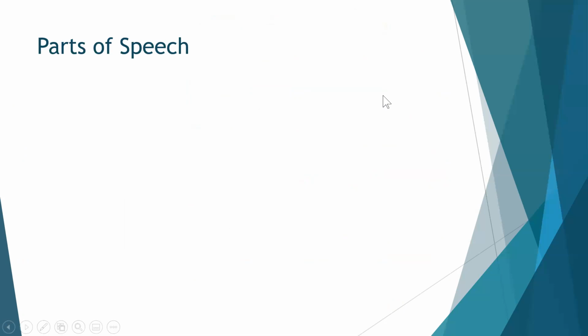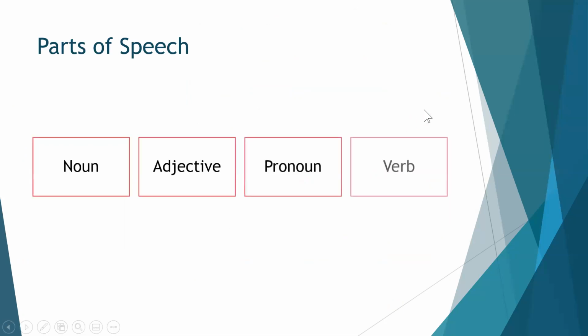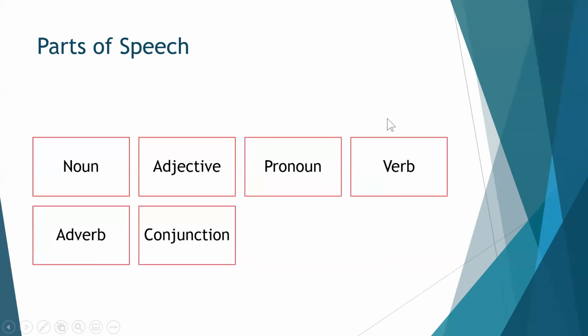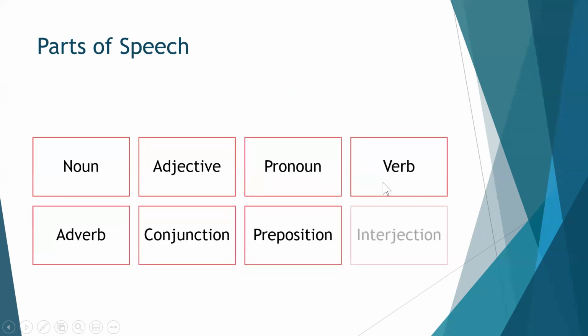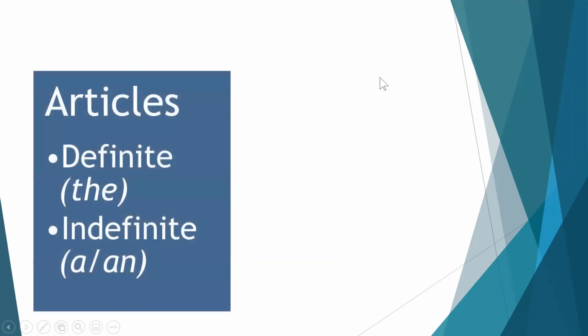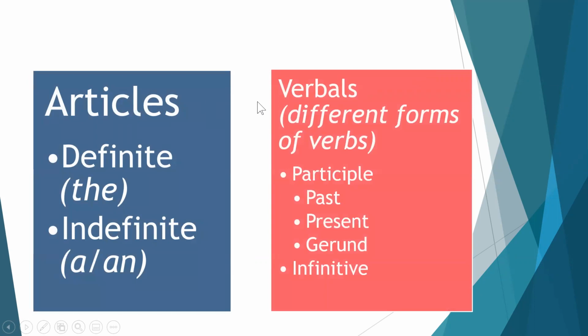Okay, parts of speech. Let's revise. Noun, adjective, pronoun, verb, adverb, conjunction, preposition, interjection. See, that wasn't so bad, right? You have learned the 8 parts of speech. Congratulations. Actually, I kind of lied when I said that there were 8 parts of speech. There's actually 2 more that you need to know about, but they're quite easy to remember.